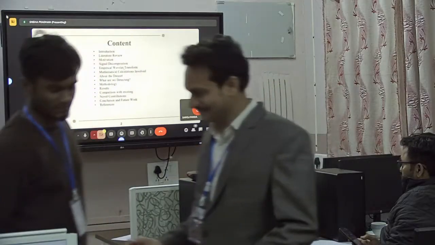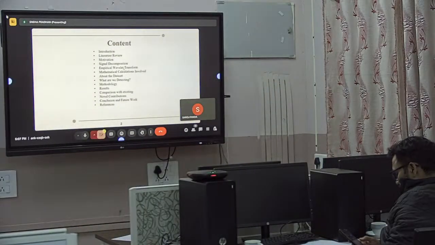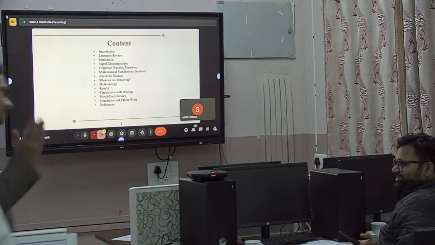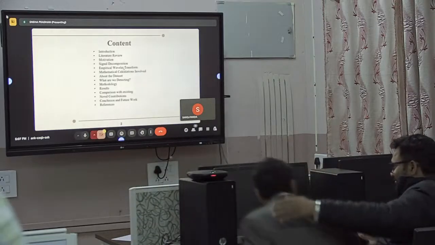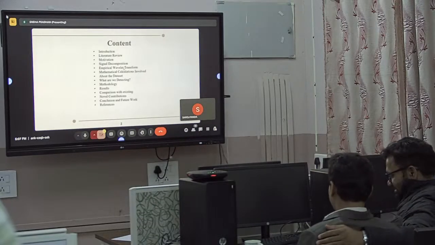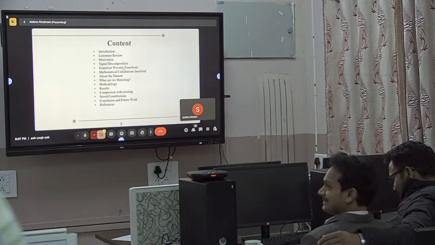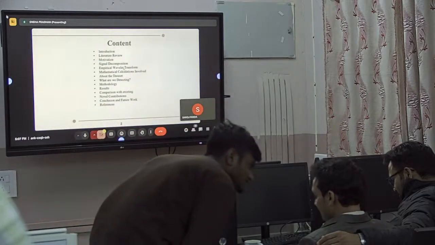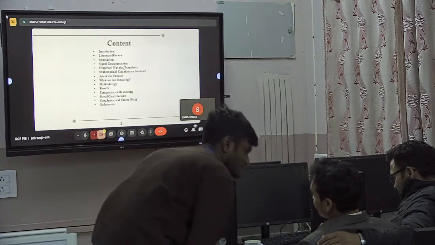So I will be walking you through the motivation behind the study, the literature that has informed our model, a brief background on EEG signal, and our methodology involving empirical wavelet transform and CNN with attention mechanism. And at last, we will be looking at the results, the contribution and the future directions that we are looking forward to.